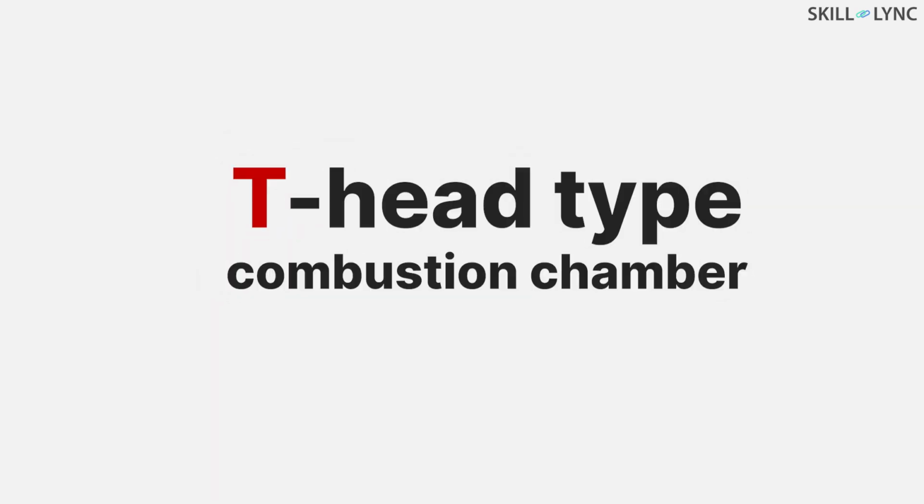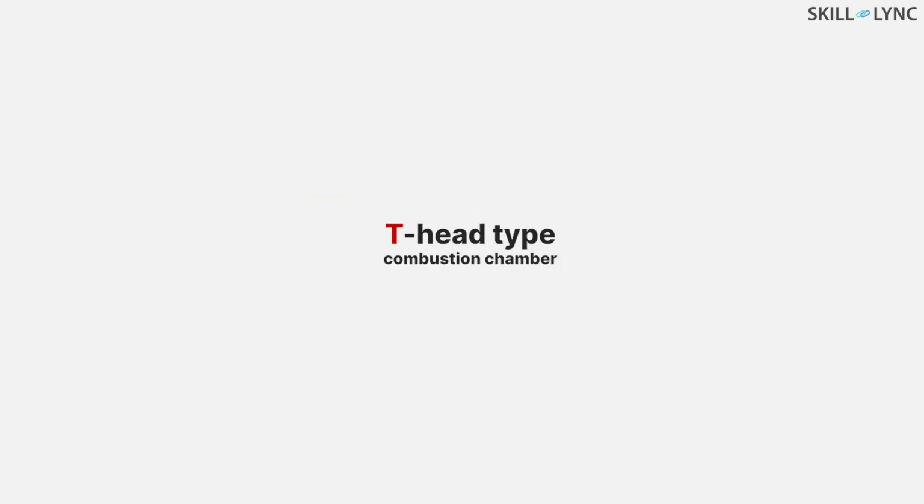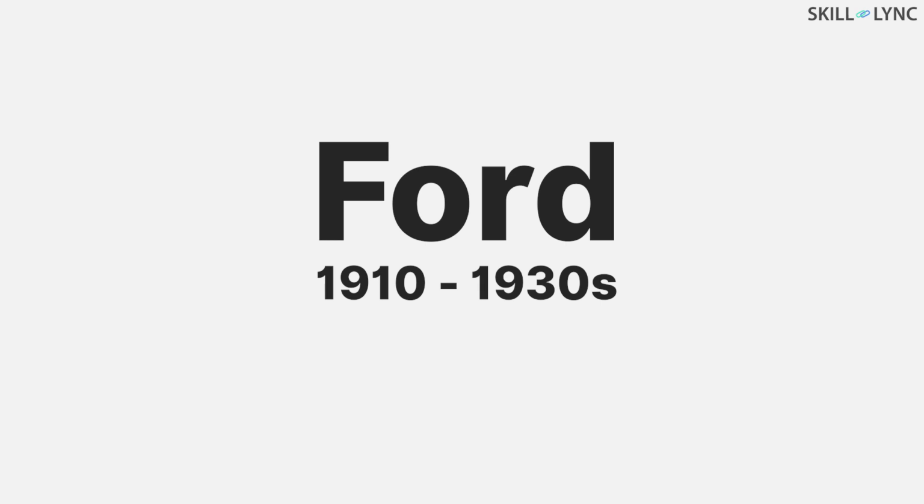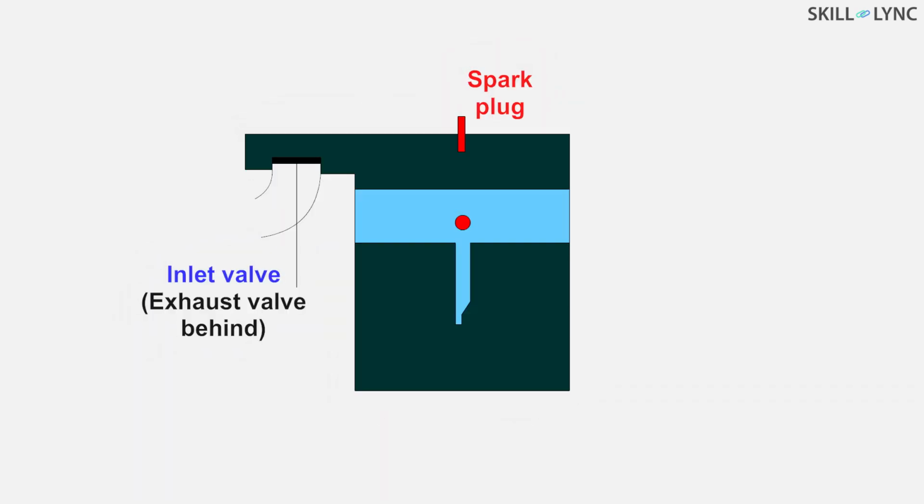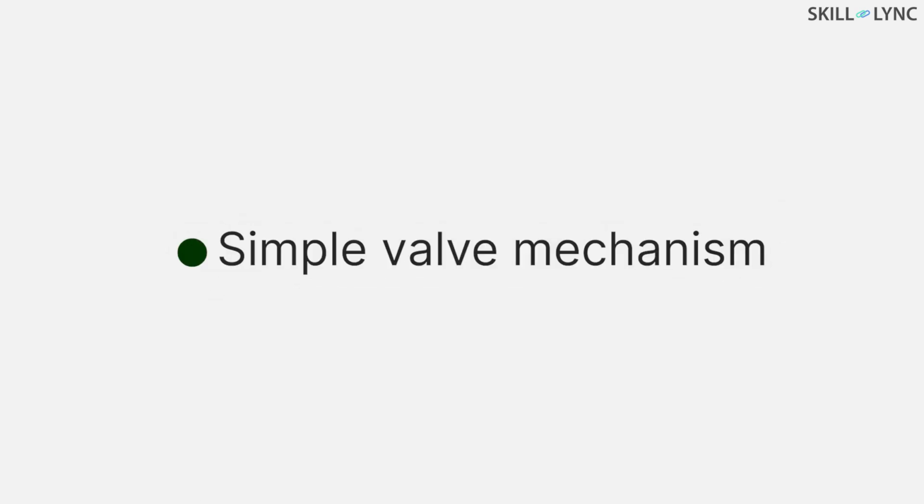In order to overcome the disadvantage of the T-Head type, the L-Head type was developed. This type was used by Ford between 1910 and 1930s. In this type, the inlet and the exhaust valves are placed on the same side of the cylinder, and thus they can be operated using a single camshaft. The advantage of this system is that it has a simple valve mechanism which can be lubricated easily. This results in ease of maintenance.